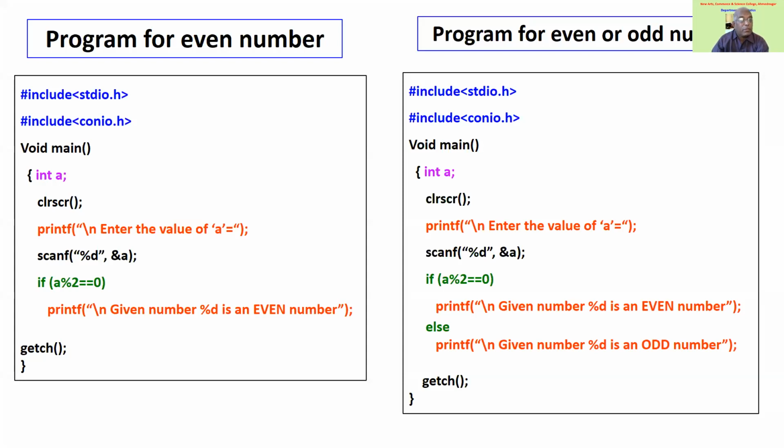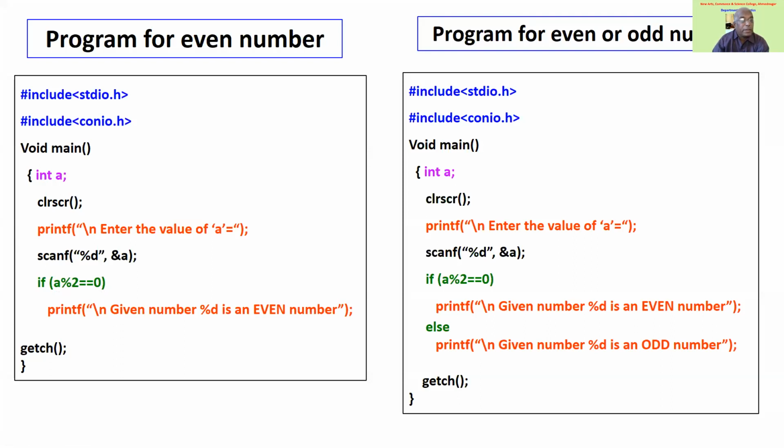So if A%2, now see this is not equal to, equal to. I told you in the beginning, equal to is for comparison. It means if this remainder is equal to 0. Now if the remainder is equal to 0, yes, it is an even number.